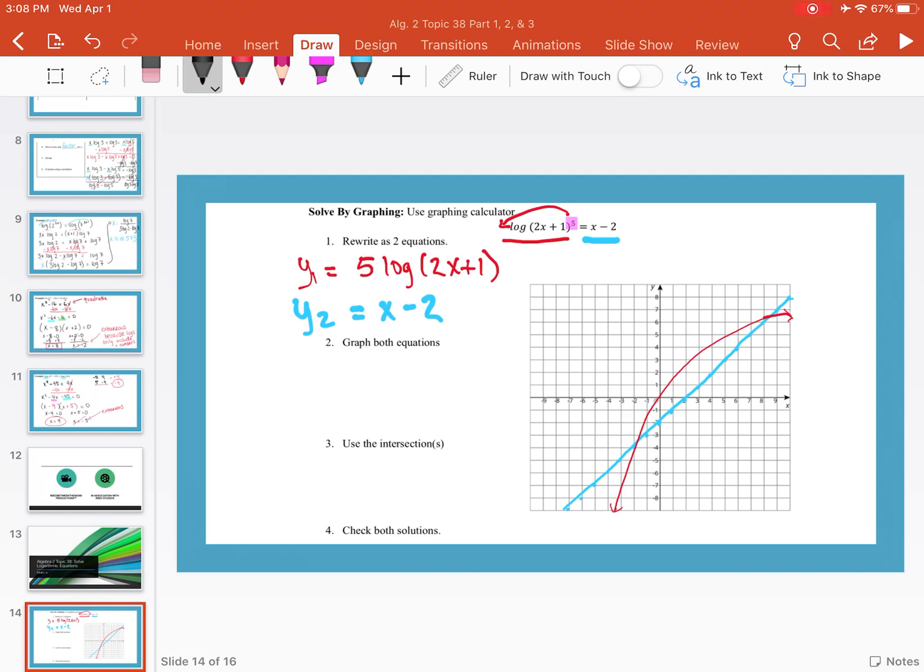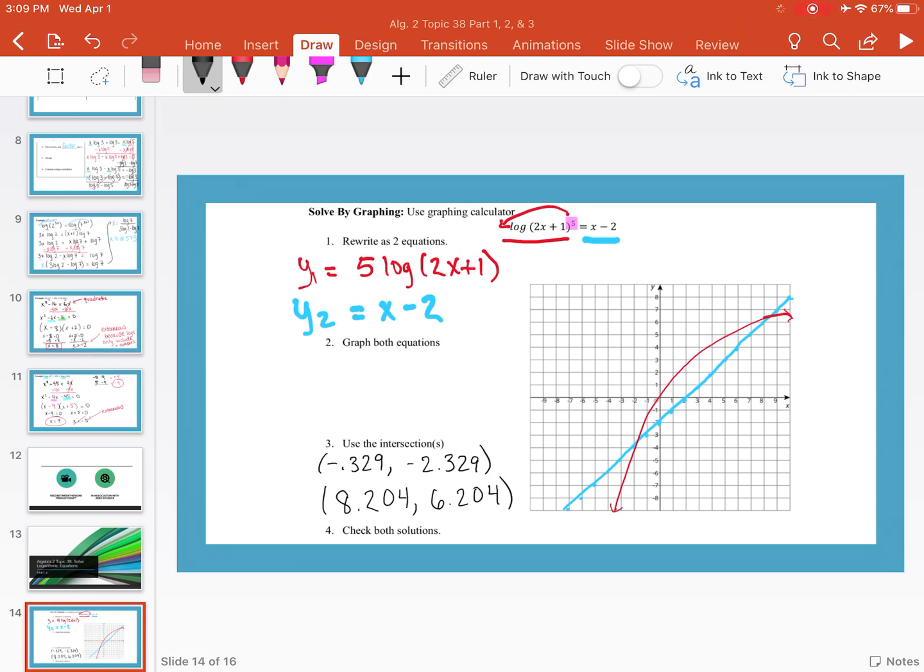So here our two intersection points that we had were negative 0.329, negative 2.329, and our other one was 8.204, 6.204. So those are our solutions, and those are x and y values.